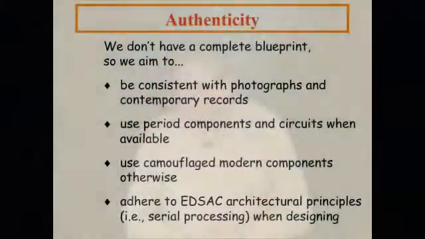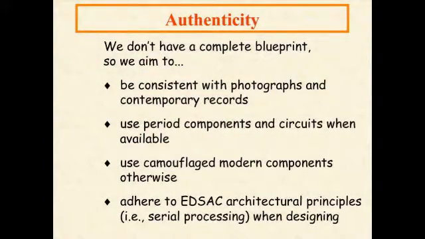So how are we building the replica? As I said, we don't have a complete blueprint. We want to be consistent with the photographs and the records. We want to use period components and circuits. If you looked at those cardboard boxes, you spotted those valves were put in those boxes in 1943. Some of the boxes we've opened have been wrapped in newspaper, and it's period newspapers, and they make an interesting read as part of it. Where we can't use period components because they're not obtainable, we'll use modern components and camouflage them. Not had to do very much of that.